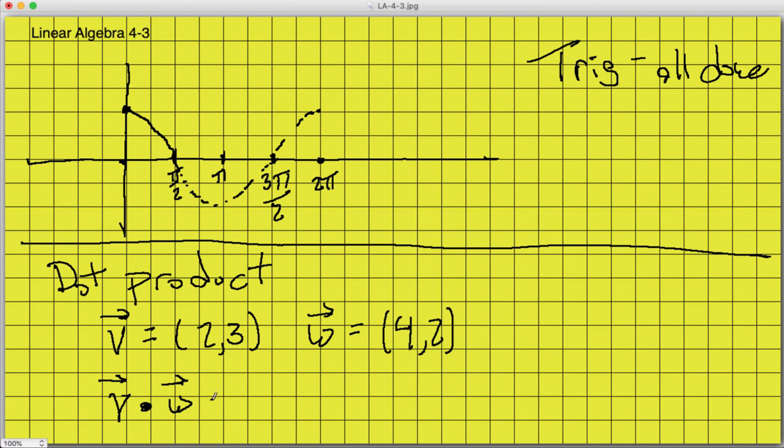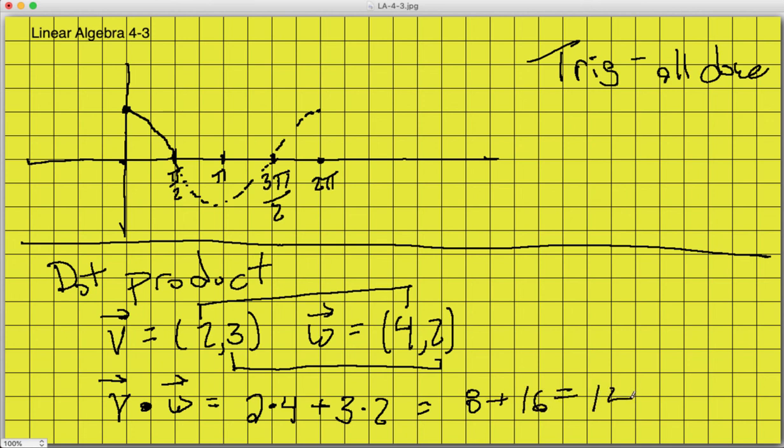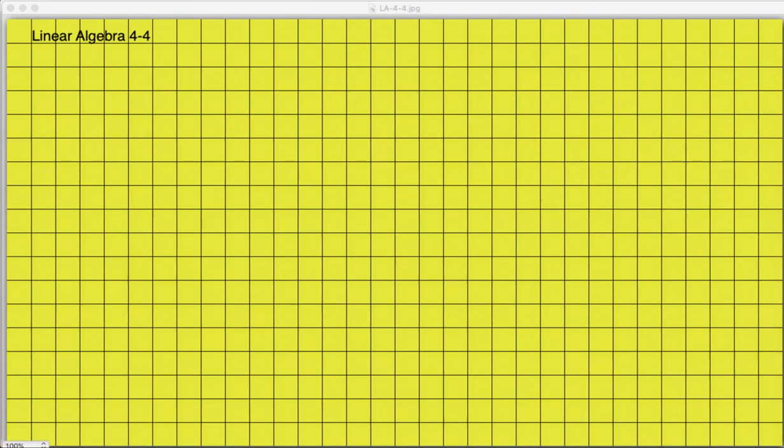There are going to be two definitions for it, so I'll give you the easy one first. What this is equal to is 2 times 4 plus 3 times 2. In other words, I multiply these two numbers together, and then I add these two numbers together. In this case, it's equal to 8 plus 6, which is 14. That's pretty easy. We can extend this to higher dimensions if we wanted to.